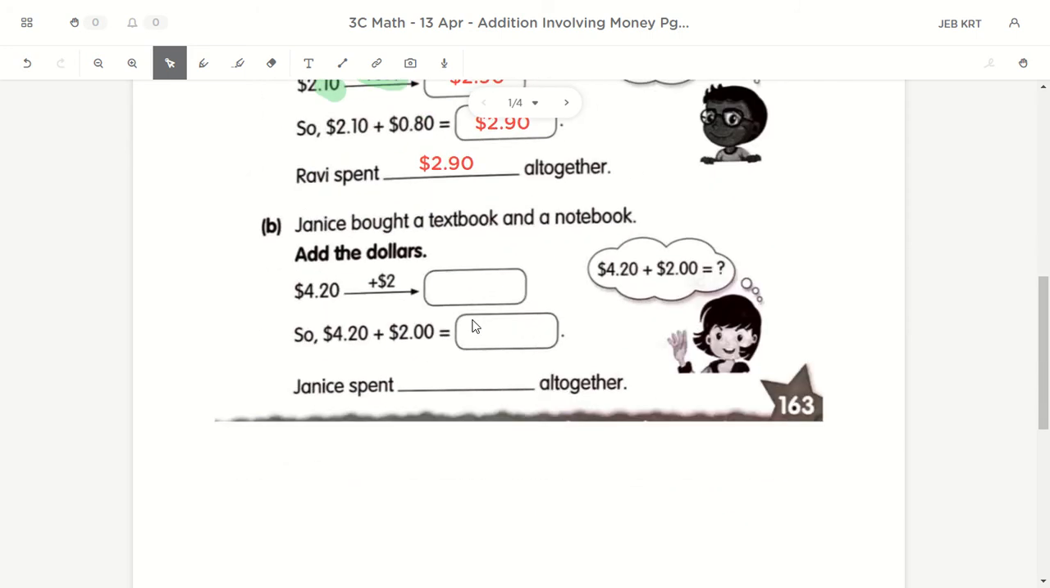So for part B, instead of adding the cents, you just need to add the dollars. So I'll just highlight the dollars part. You just need to add the dollars. We'll leave the 20 cents as it is. We'll add the $2 to the $4 over here. So straightforward, the answer will be $6.20, because 4 plus 2 give you 6. So same thing. This is quite straightforward and most of you got it right. So I won't spend time talking about this.